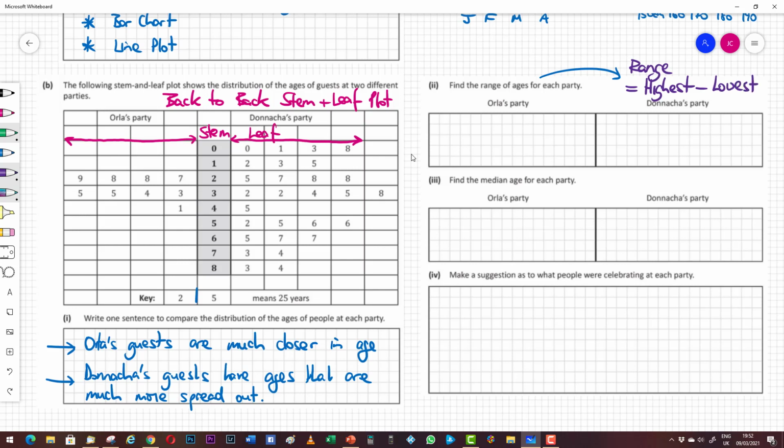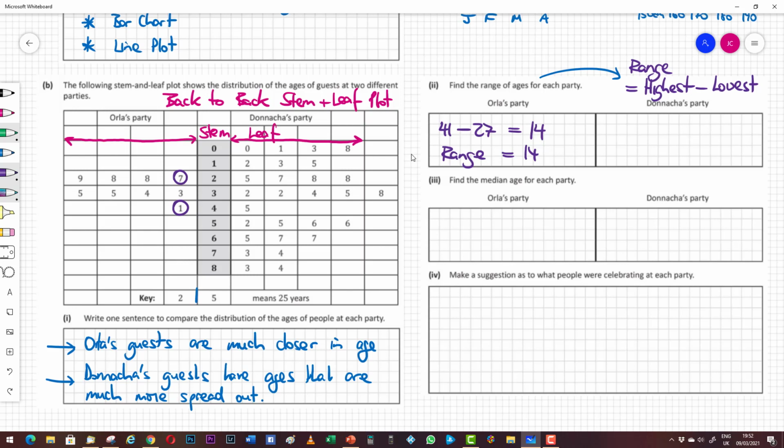So let's go to Orla's party and have a look. The highest age at Orla's party is 41, and the lowest age is 27, and so the range of ages at Orla's party is 14. And so the range is 14.